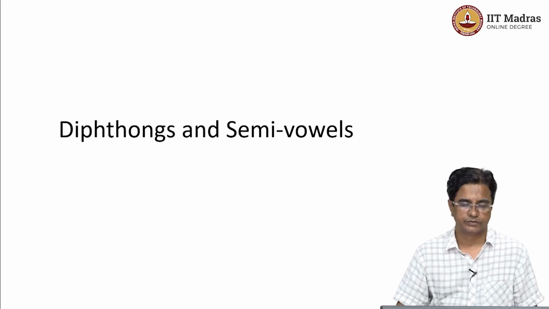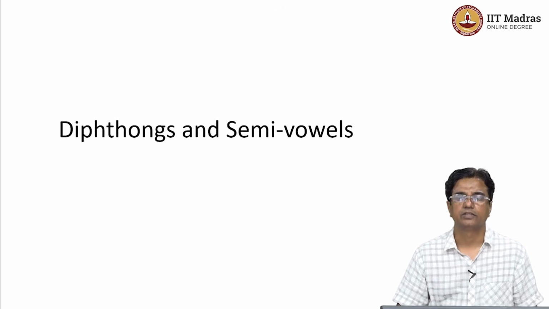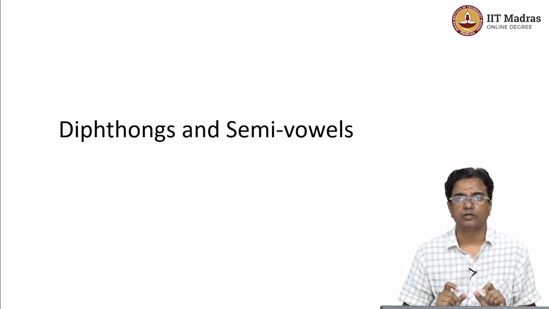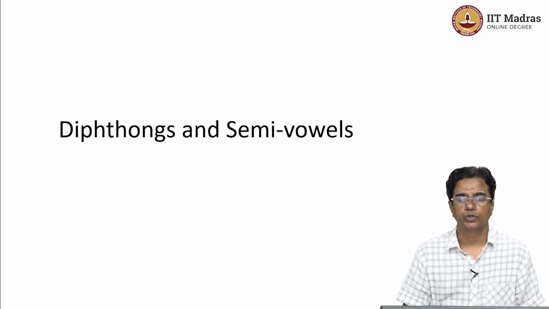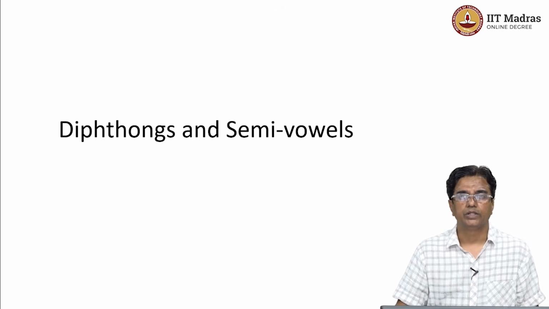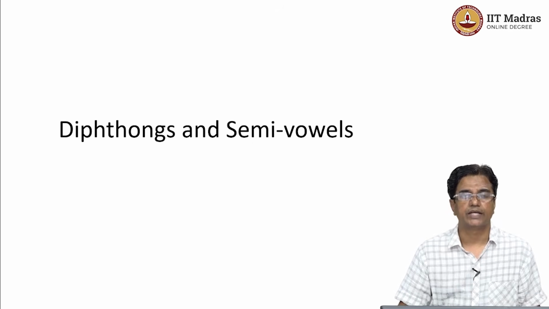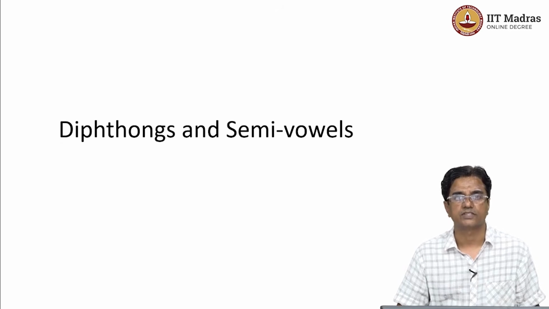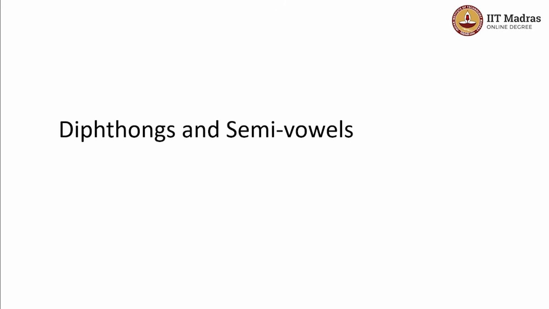Welcome to the class. Today we will talk about diphthongs and semi-vowels in English. These two terms, diphthongs and semi-vowels, refer to two different types of sounds in English. We know there are sounds like consonants and vowels. If you look at the English sound system, English has a total of 44 sounds, out of which 24 of them are consonant sounds and 20 of them are vowel sounds.